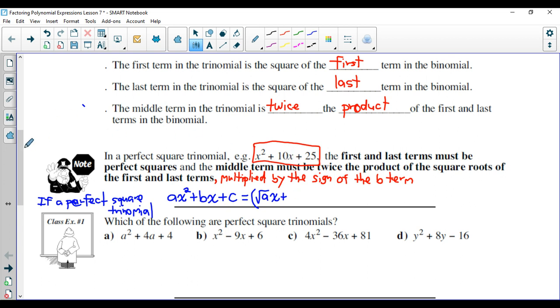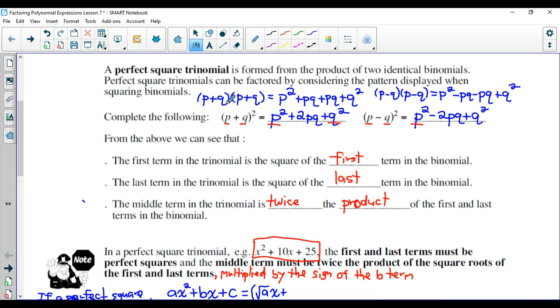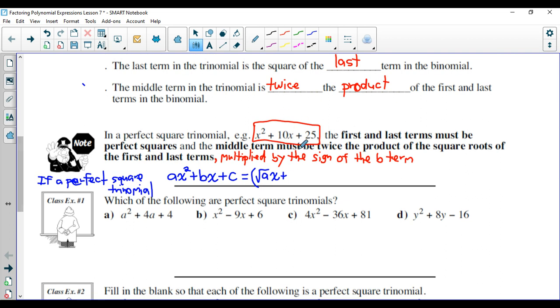So the second term in the binomial is going to be the square root of the last term. So the square root of the last term would be the square root of q squared, which would just be q.